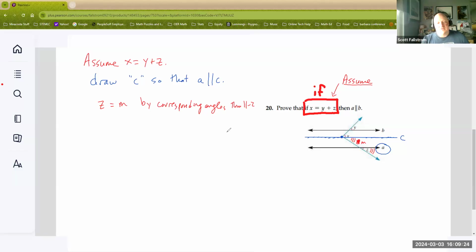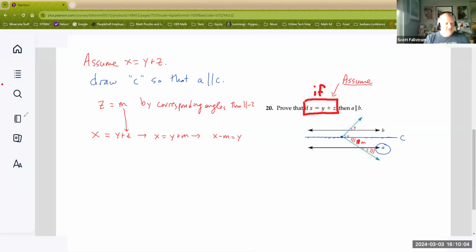Okay. So if the corresponding angles are congruent, the lines are parallel. We know the lines are parallel, therefore the corresponding angles are congruent. Okay. So now I have M right there. And I know M is equal to Z. So if I take a look at what's here, I have angle X, which we know is equal to Y plus Z. Z is equal to M, right? So that means X is equal to Y plus M, which means if I bring this over, that angle X minus M is equal to Y.